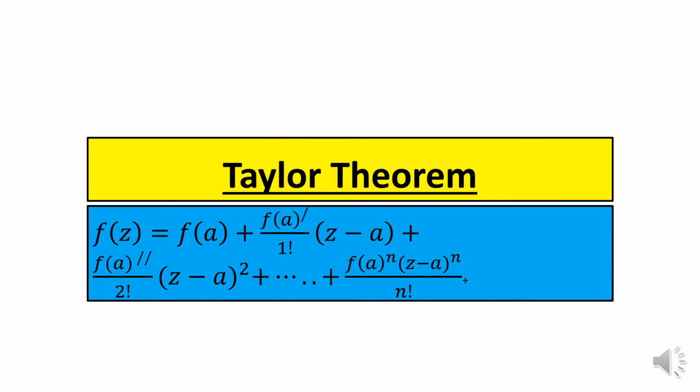Taylor theorem. The Taylor theorem can be related to a function which we have to expand if the region defined is circle or disk type. You can see f(z) is equal to what? That will be equal to f(a) plus f'(a) divided by 1 factorial (z minus a) plus f''(a) divided by 2 factorial (z minus a) squared, plus and so on, f to the power n of a, (z minus a) to the power n divided by n factorial, right? So this is the Taylor theorem that we want to prove.